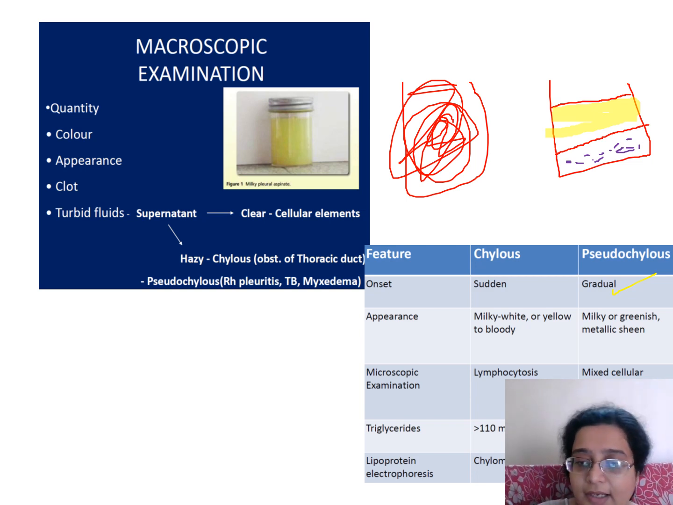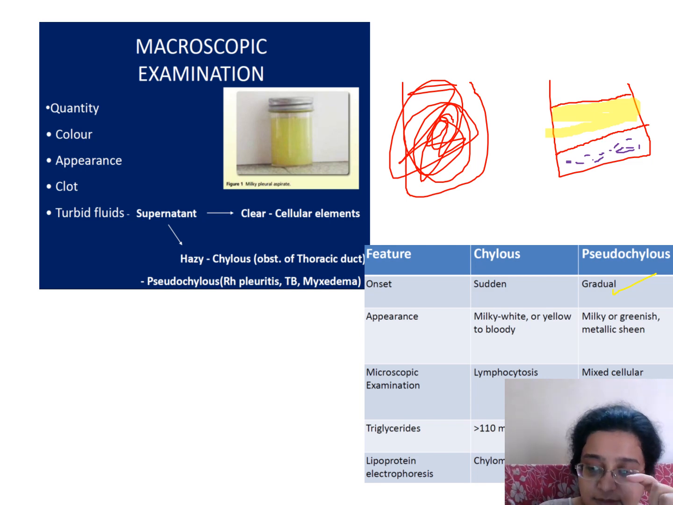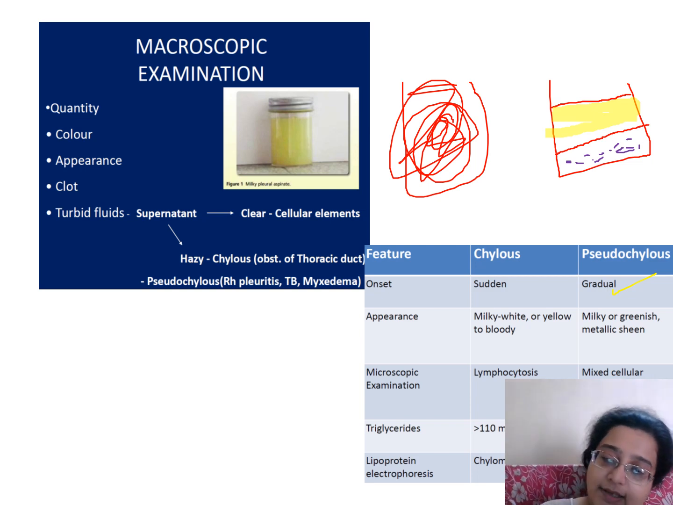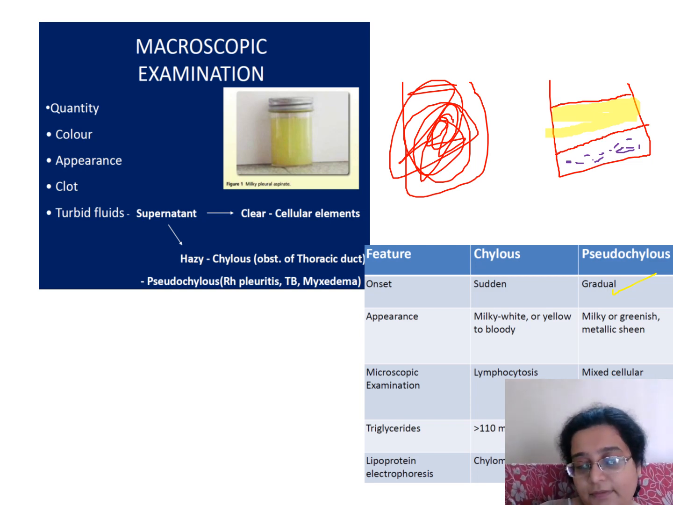Of course, in pseudo-chylous effusion, you can have a mixed cellular infiltration because of multiple reasons. Chylous, this is just lymph fluid. So what does lymph have? Lymphocytes, so lymphocytosis. Triglycerides will be high in chylous fluid, and chylous means chylomicrons, means triglycerides and lipids are high in this fluid, fine, as compared to a pseudo-chylous fluid.